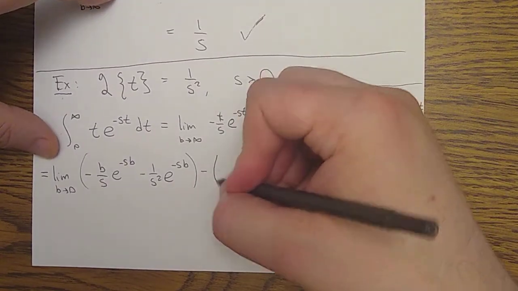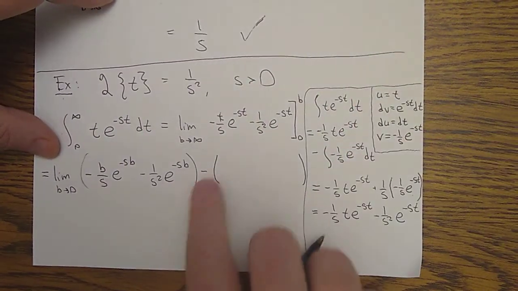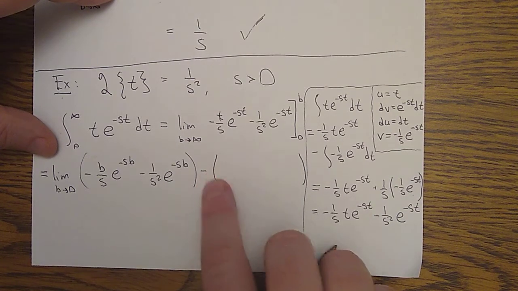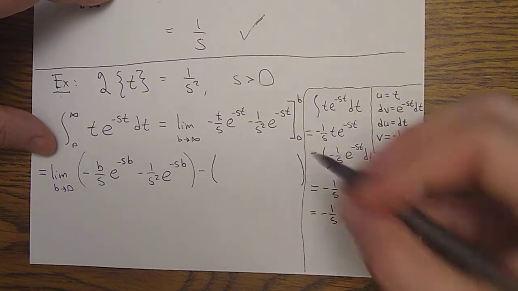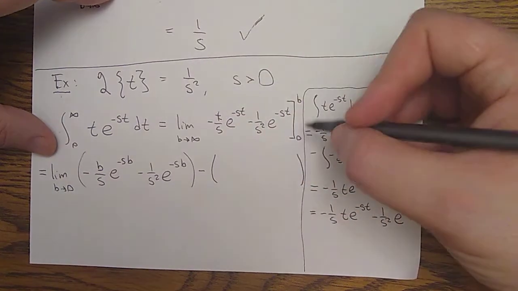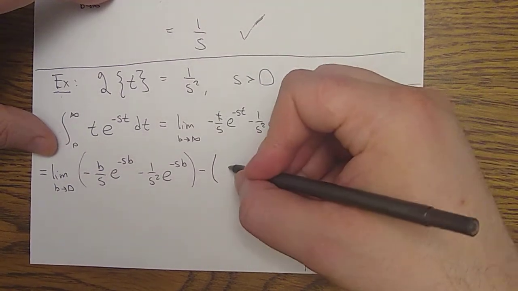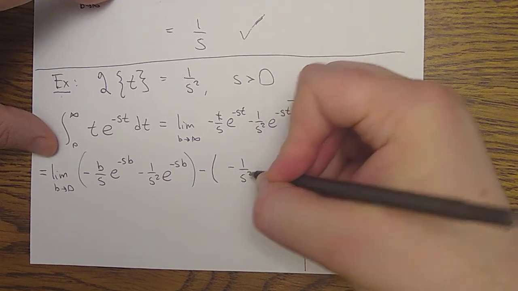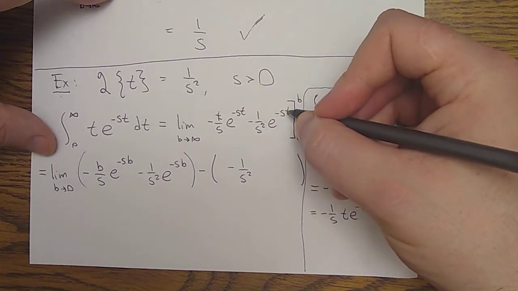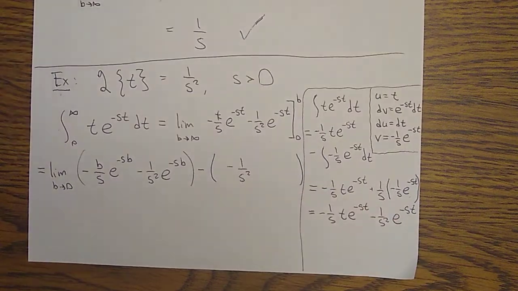And then I'm using parentheses so that way I won't forget to distribute this negative sign when I write what I'm about to write. I'm putting in 0 for t, so okay, that's good, so this whole thing is 0, but this thing is negative 1 over s squared. Well, e to the 0 is 1, so it's just that.